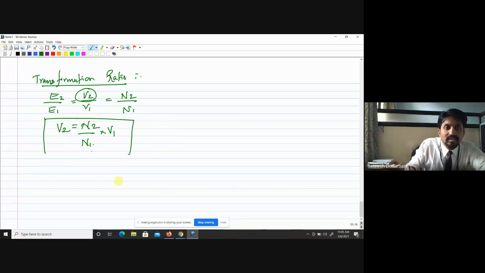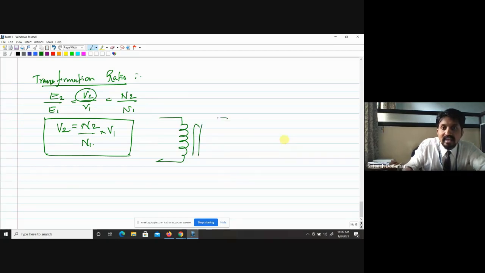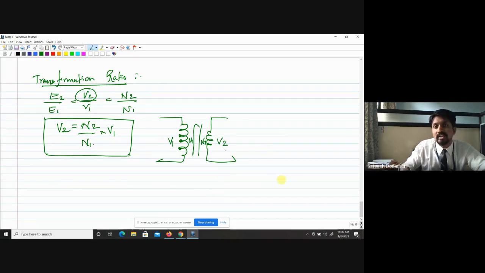So with the help of this equation, what are we doing here? The secondary voltage is this one, V2, this is the primary voltage V1, this is the number of turns N1, this is the number of turns N2. This number of turns N1 we are going to change to maintain this V2 constant.